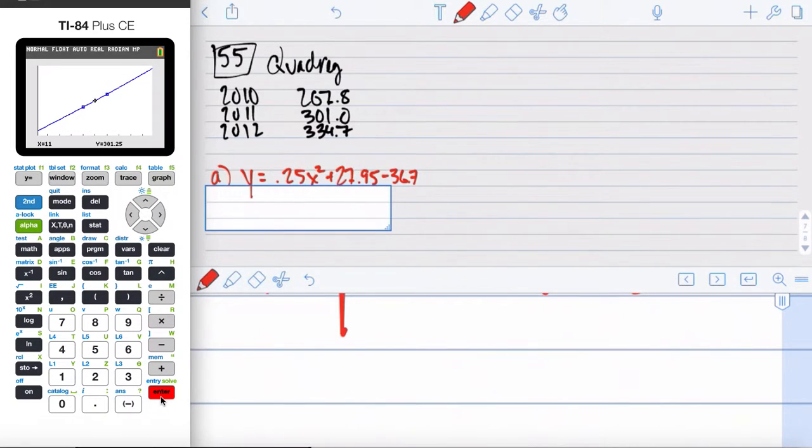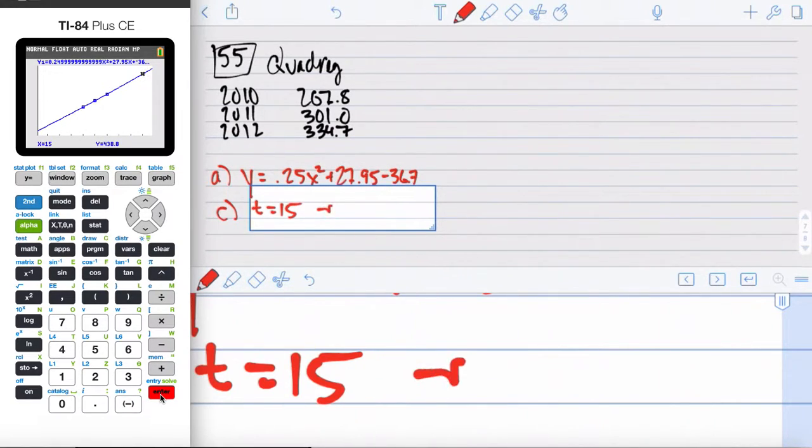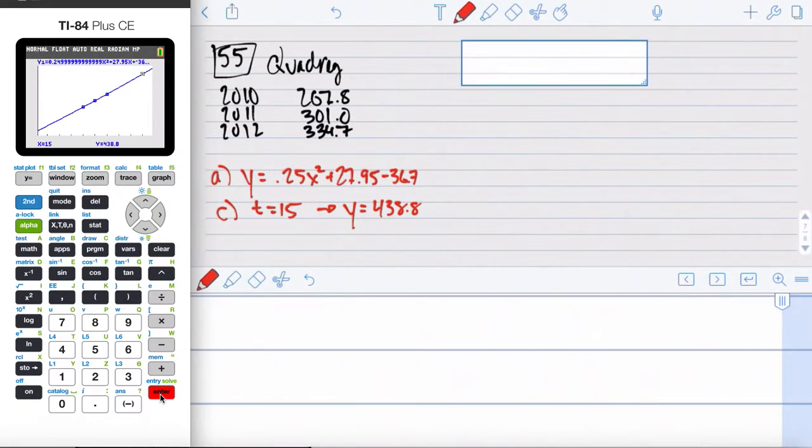Looks okay. And then C wants me to find it when T is equal to 15, 2013. So I'm going to hit second trace. I want a value. My value in X, or in our case T, is 15. Y is equal to 438.8, and that seems reasonable. Okay, let's do 57.